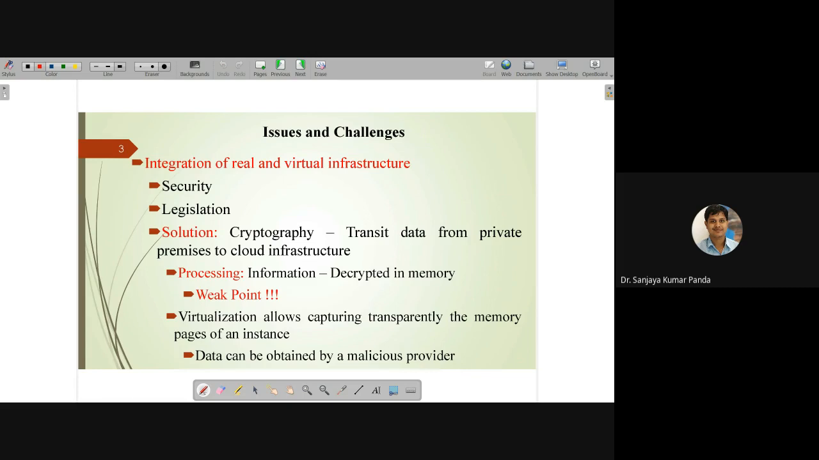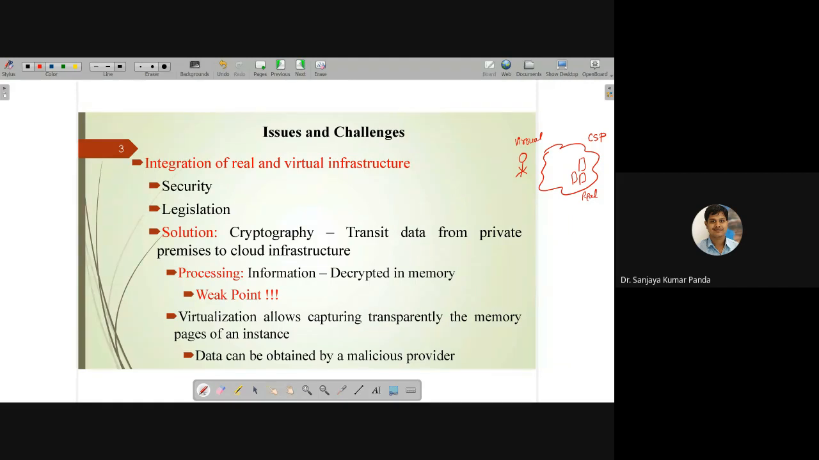Now let us focus on some of the issues and challenges. If you look from the customer or user perspective, the cloud infrastructure looks like a virtual infrastructure. But from the cloud service provider, CSP, perspective, this infrastructure is a real infrastructure. So there are two viewpoints: one with respect to the user, another with respect to the cloud. From the customer perspective, the customer is not owning, purchasing or maintaining the infrastructure. So the entire infrastructure is a virtual infrastructure for a user.